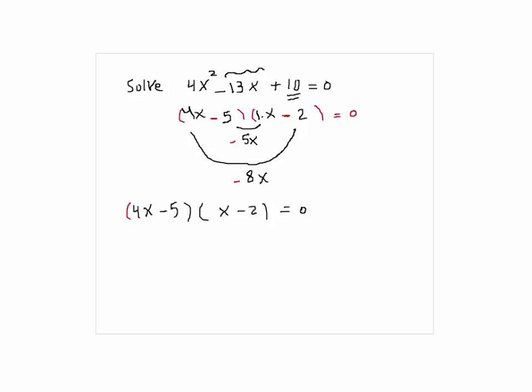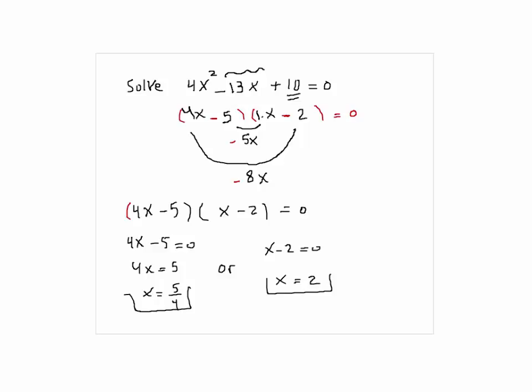And don't forget we're solving this, so it will be 4x minus 5 is equal to 0. 4x equal to 5. Add 5 to both sides of the equation and divide both sides by 4. So first answer would be 5/4, or x minus 2 is equal to 0, so x is equal to 2. That would be your second answer. All right, this is how you solve for this.